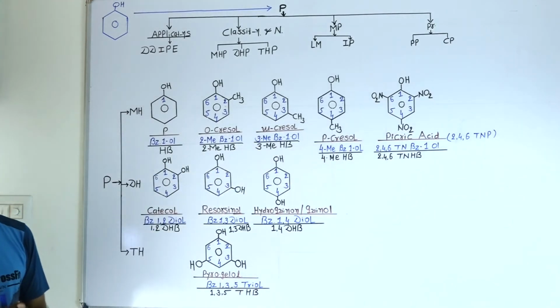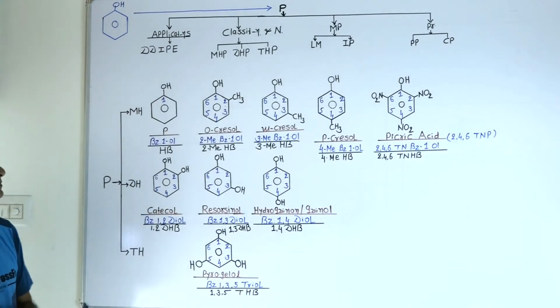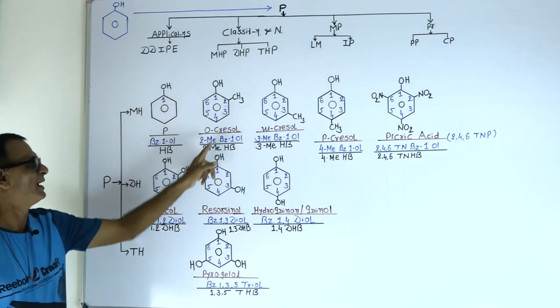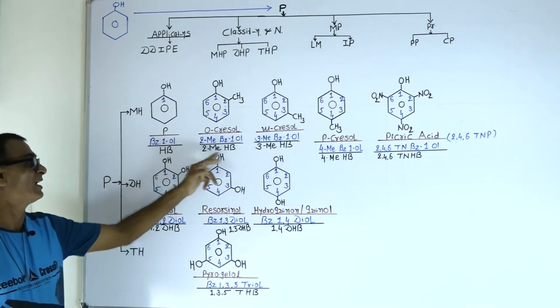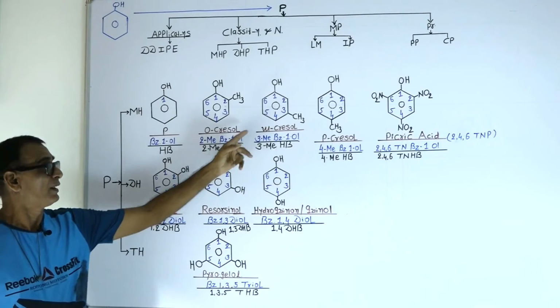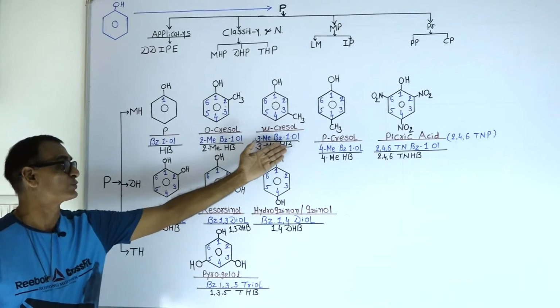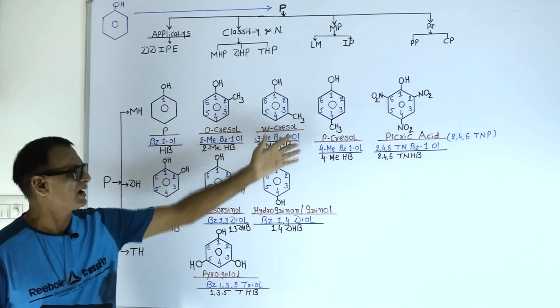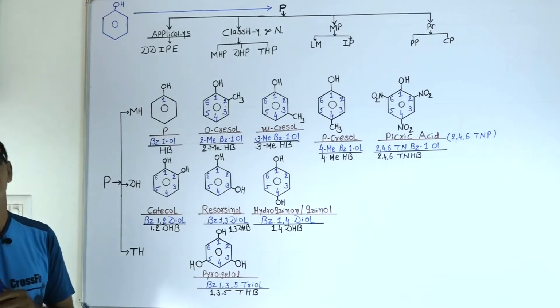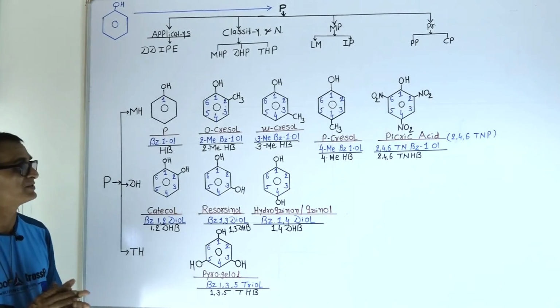Okay, let's go to the IUPAC names. Numbering has to be given: 1, 2, 3, 4. Yes, 2-methyl benz-1-ol. It is also known as 2-methyl hydroxybenzene. The IUPAC name of metacresol is 3-methyl benz-1-ol, otherwise 3-methyl hydroxybenzene. Then in case of paracresol, 4-methyl benz-1-ol, otherwise you can say 4-methyl hydroxybenzene.